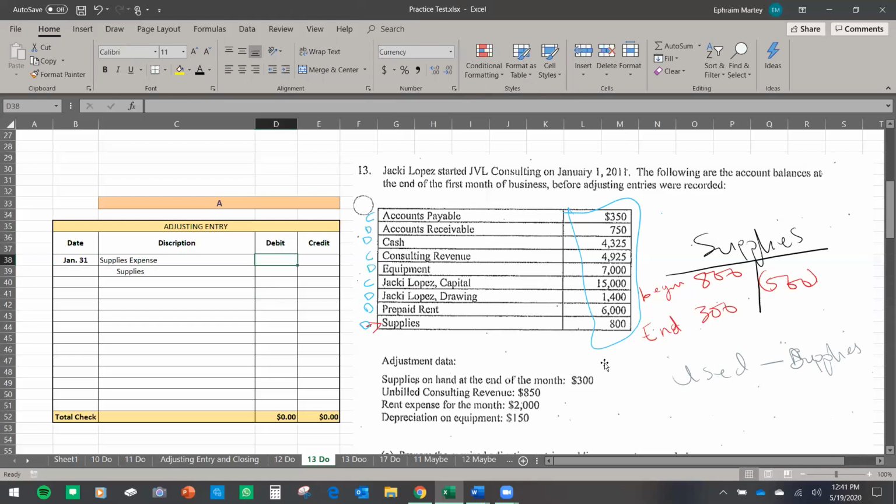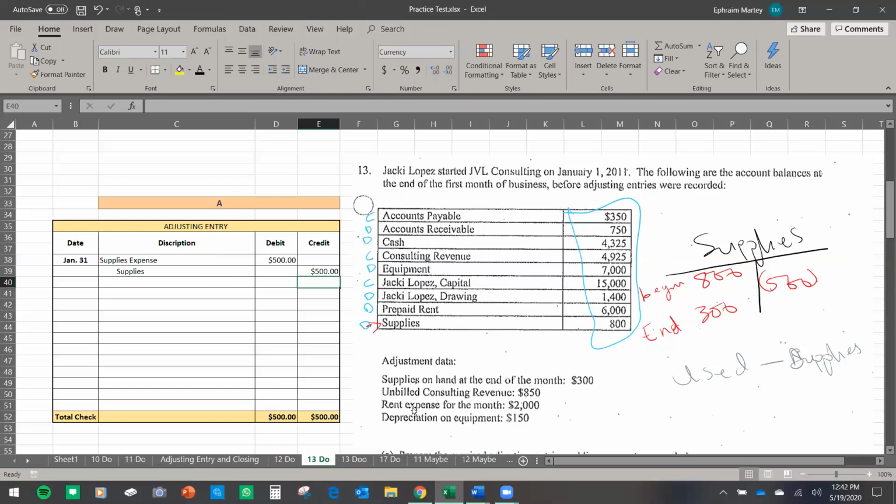So we have our supplies expense of 500 because we had 800 minus 300 that is left. So we used $500. And then we'll just reference that. So that means we are reducing supplies by 500 and increasing supplies expense by the same amount, 500.